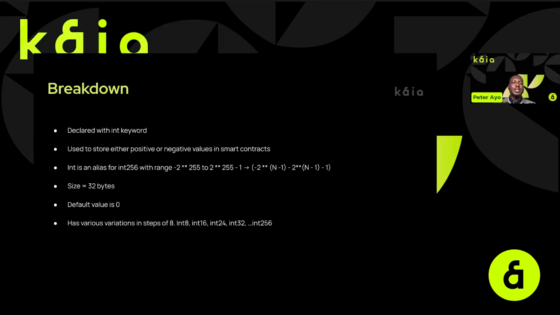Moving forward, an integer specified as int is also an alias for int256. Let me quickly break this down. Integers have various steps, ranging from 8. So you can have int8, int16, int32, and so on until 256. This is the way Solidity has been programmed. Each integer type has various steps, and each step has the range of data that can be stored in it.